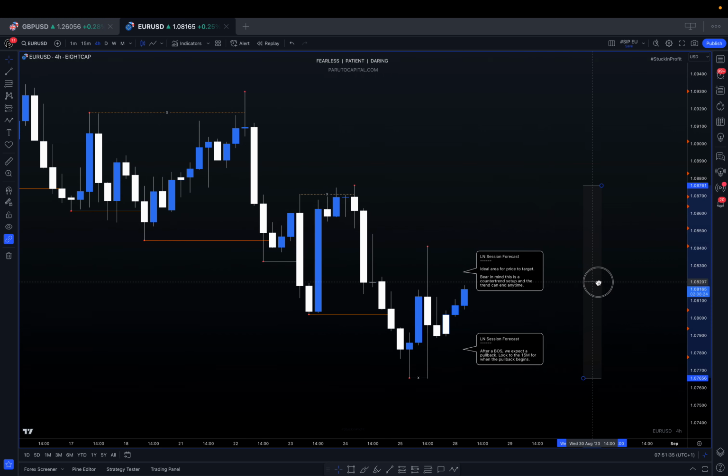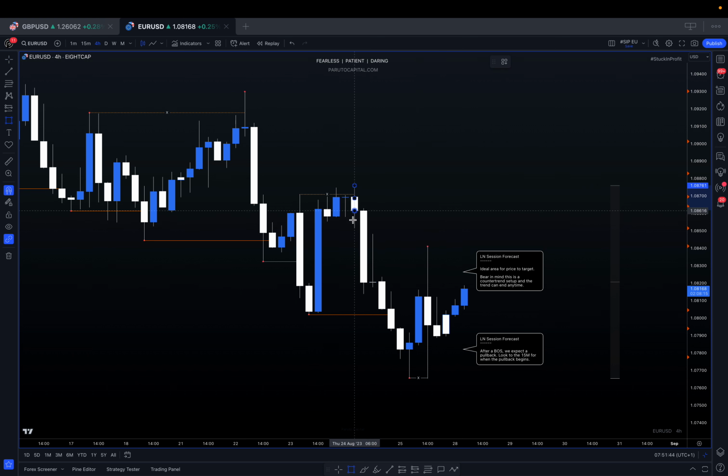But until price really shows its hand, it's Monday, so it's also early to determine what price is going to do. But essentially that's that. Of course, news is also something to pay attention to. So by the way, we have this area here on the 4-hour.